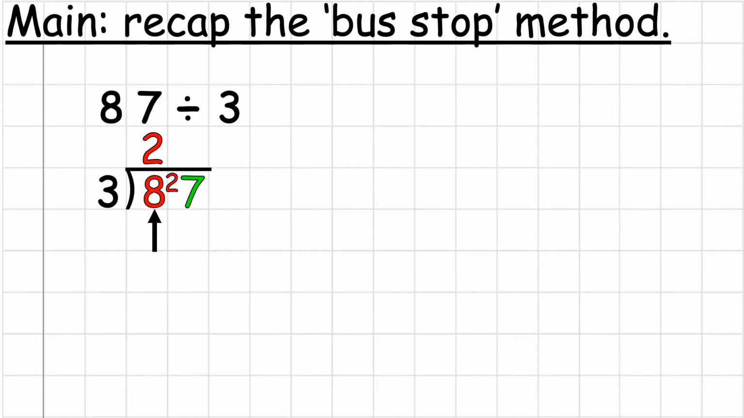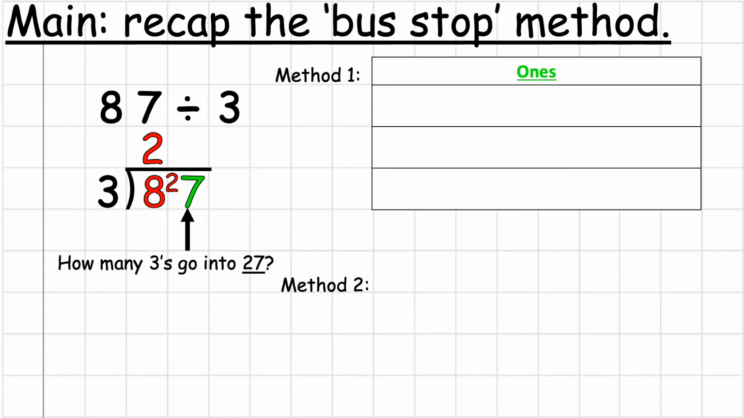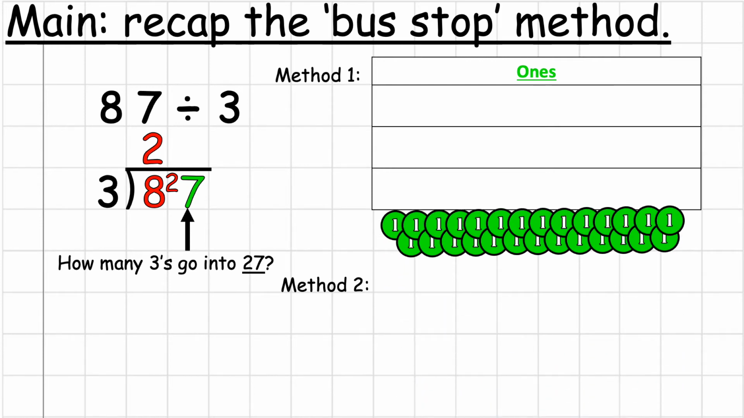Now onwards with the next part, we're now going to move on to the ones column. So once again, let's draw up our 2 methods to see how many 3's go into 27. Well, method 1, we can do our ones grid, and there are 3 columns, and we had to regroup the 2 tens into ones, meaning we've got 27 ones. And you might be able to see instantly this method's going to be quite long-winded, however it does still work. So let's give it a go.